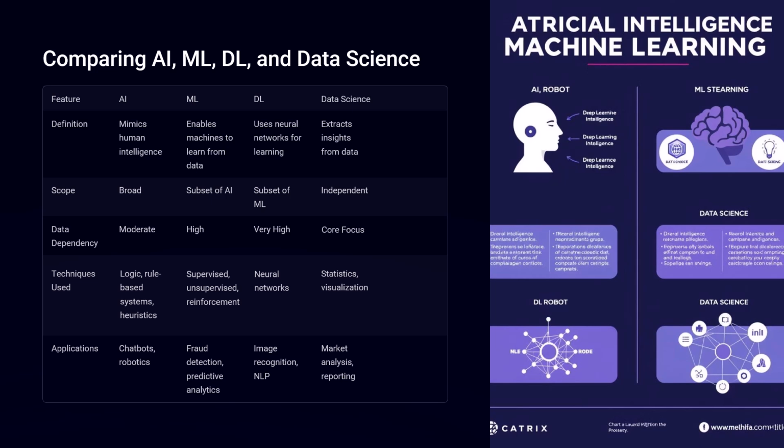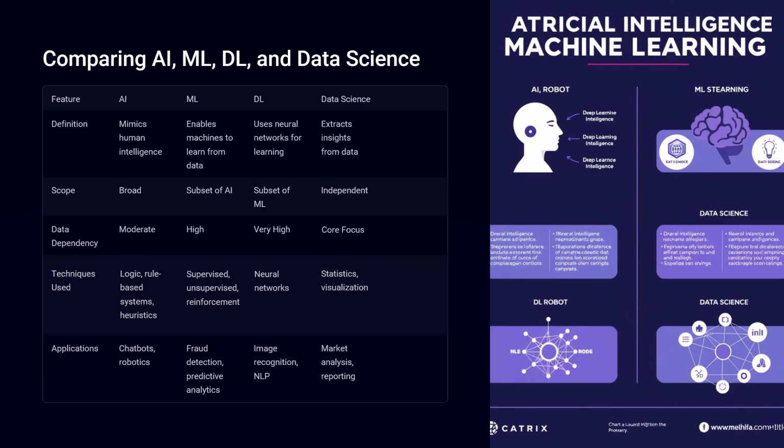Machine learning. Definition: enables machines to learn from data. Scope: subset of AI. Data dependency: high. Techniques used: supervised, unsupervised, reinforcement. Applications: fraud detection, predictive analytics.